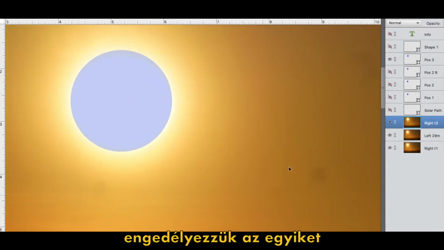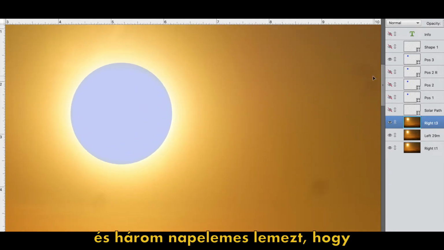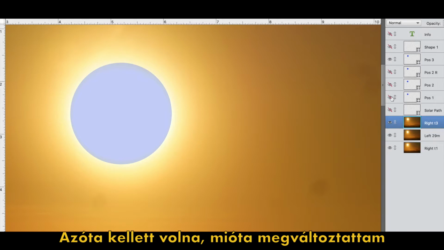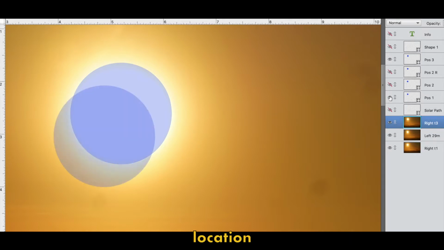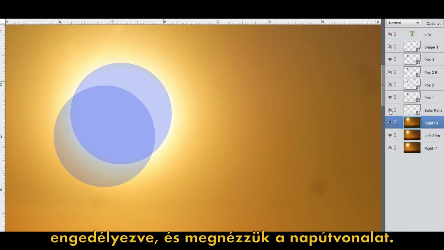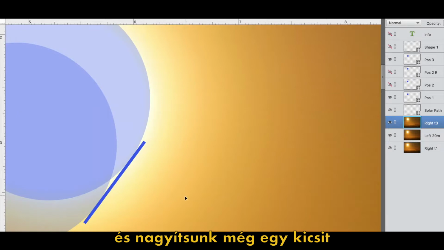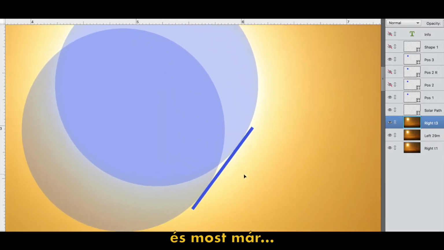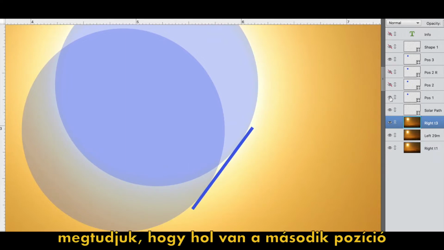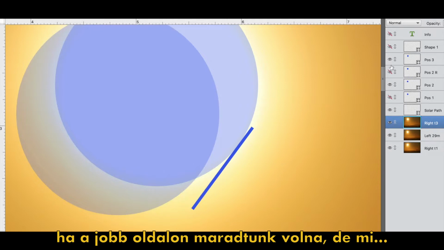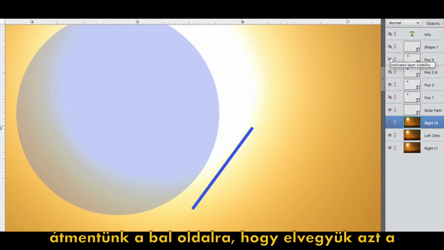Now let's zoom in and enable the 1 and 3 solar disks so we can find out where the second one should have been, since I changed location. So there's 1 and 3 enabled, and we'll look at the solar path. Okay, so I put a tangent between them, and let's zoom in a bit more, and now we can find out where the second position of the sun should have been had we stayed on the right side, but we went to the left side to take that image.